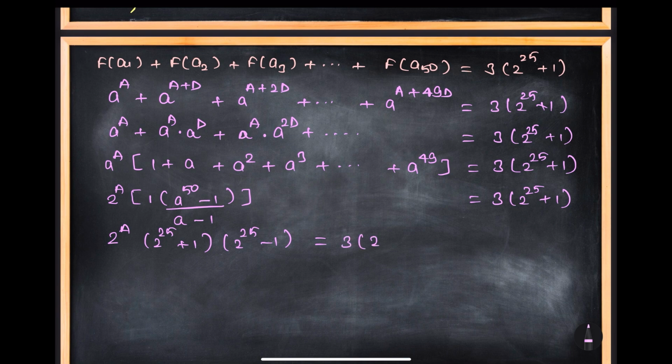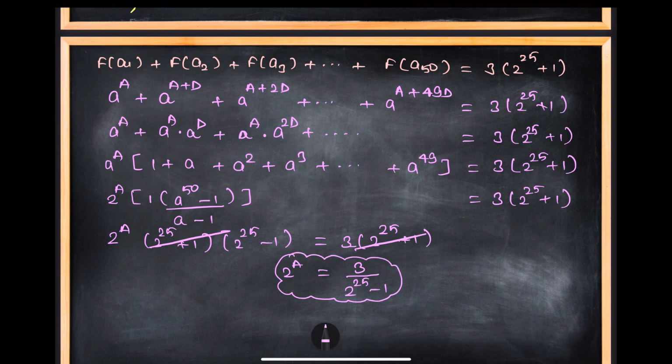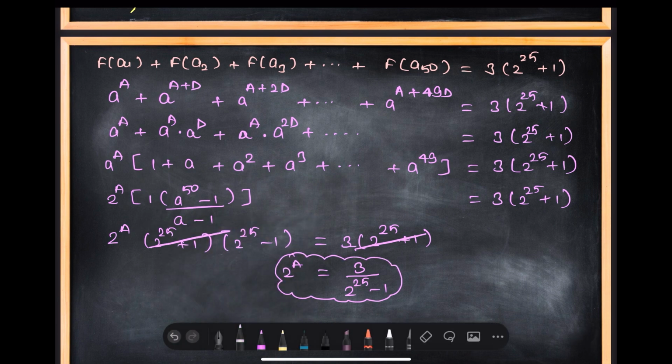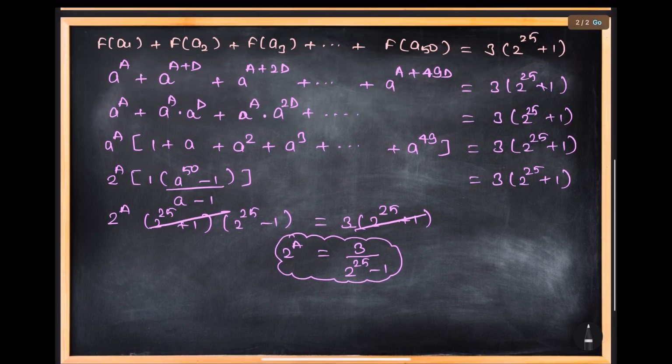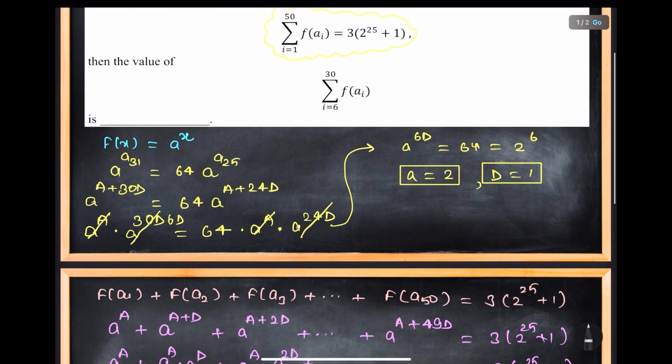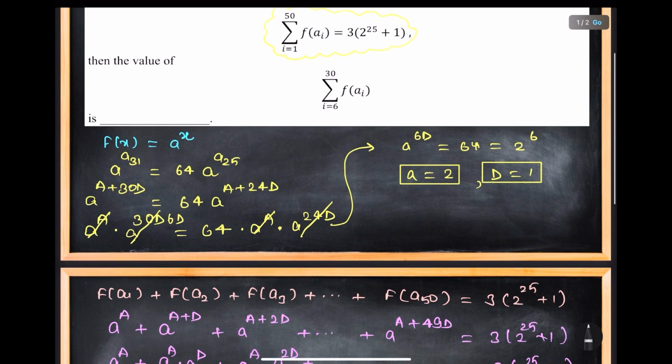So 3 times 2 power 25 plus 1. Now this thing and this thing will be neutralized and we will be left with 2 power a equals 3 by 2 power 25 minus 1. So this we got as the value of 2 power a. Okay, now let's proceed. We have very less space but we'll manage. So this time it starts with 6 and ends at 30.